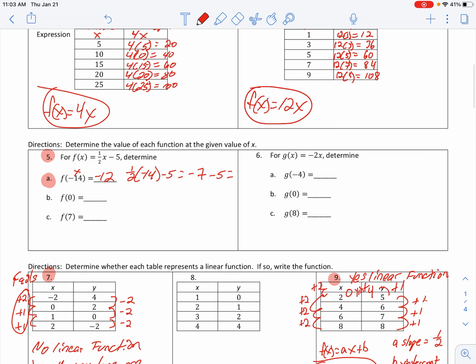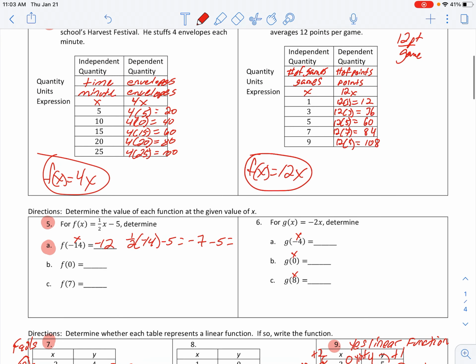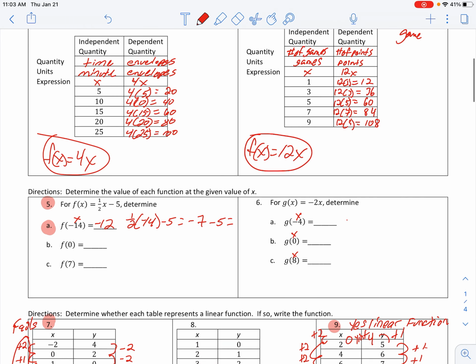Number 6, all right? Remember, when it's in parentheses like that, we're plugging that in for x, just like we did right here up above. So in this problem, negative 2 times negative 4. So again, what we create is a point. X is negative 4, y is 8.